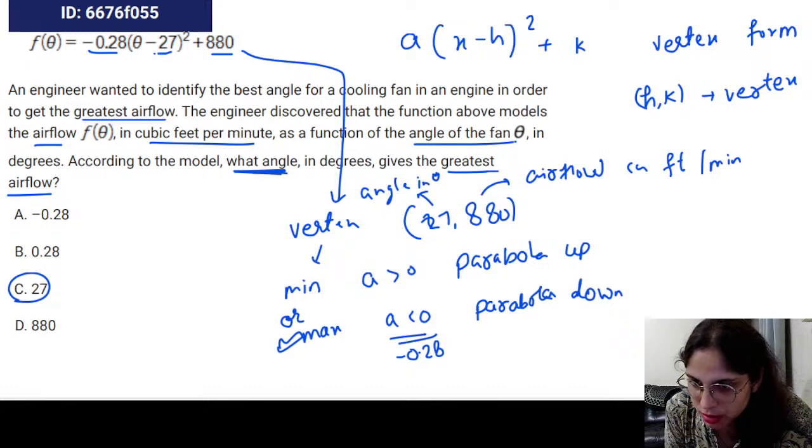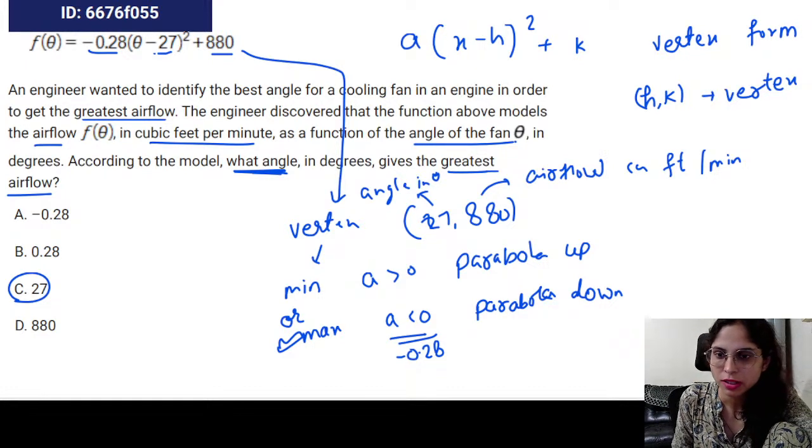Can you make a video on circle theorem? Yes, of course, I can make a video on circle theorems as well.